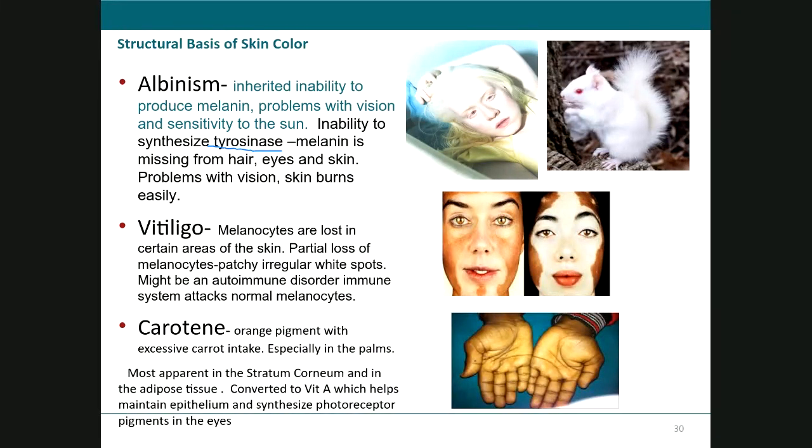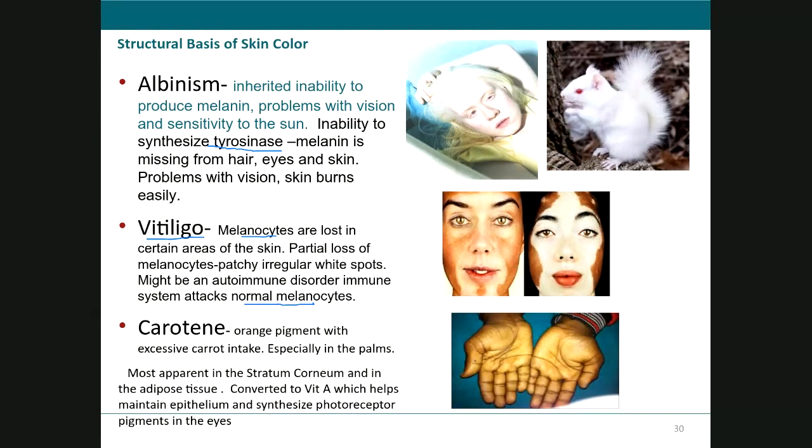Vitiligo is present, and usually it's an autoimmune disorder, possibly. It attacks normal melanocytes. And it's like a patchy loss, like white spots. You can see it on the hands and on the face.